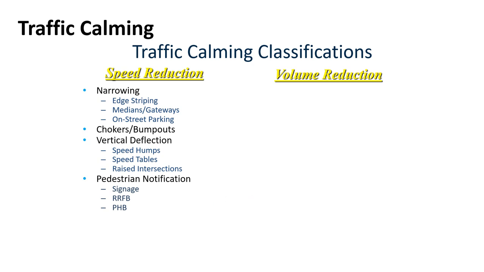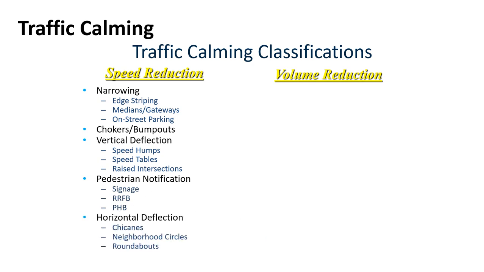Also, speed reduction, pedestrian notification. You have signage. You have flashing beacons. And you've got the pedestrian hybrid beacon, and we'll show pictures of those coming up. So that's warning people there's pedestrians. Sometimes people will slow down. Now the active ones, these are active, people will slow down for.